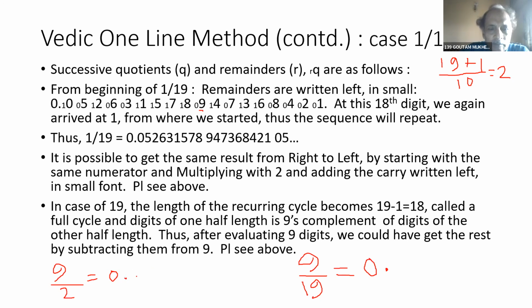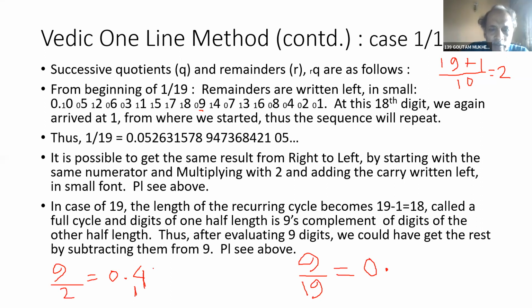What is the first digit? 9 by 2. It's 4, no? Divide 9, it will be 4. But there will be one remainder. Okay, you are talking of direct division. Yes, direct division. Okay, fine. 4, remainder 1, and this term becomes 14.